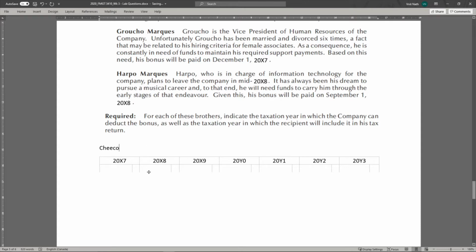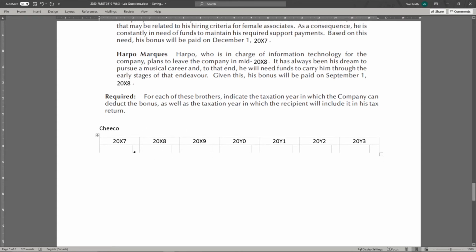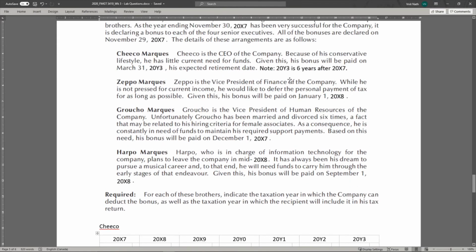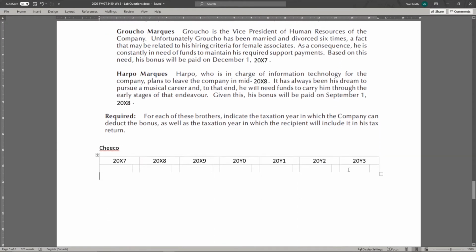I tried to draw a timeline in Word, but I don't typically use timelines, so we'll see how this goes. In 20X7, in November, right before the end of their fiscal year, the bonus was declared for services rendered in that year. However, it's not going to be paid, according to what's said here, until 20Y3, March 31st of that year. So sometime over here in that year.